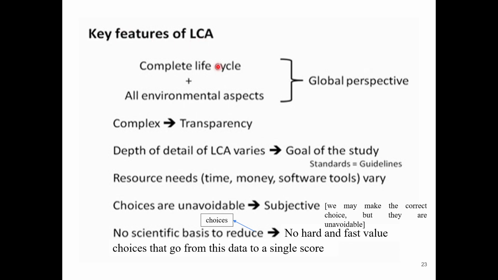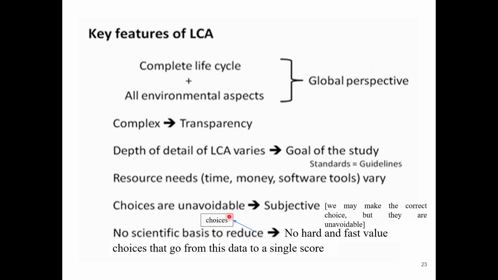So the key features of LCA: it requires the complete life cycle plus all environmental aspects. That is why we can say it gives a global perspective. And it is complex, so it requires a lot of transparency, because it is otherwise very difficult to identify where we are going, which are the indicators, which are the choices. Then the depth of detail of LCA varies depending on the goal of the study, and also on the standards and guidelines required. And the resource needs in terms of time, money, and software tools can all vary.